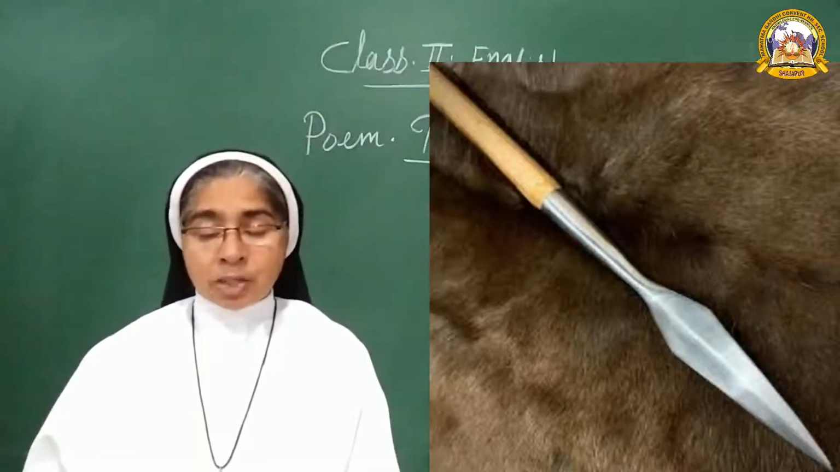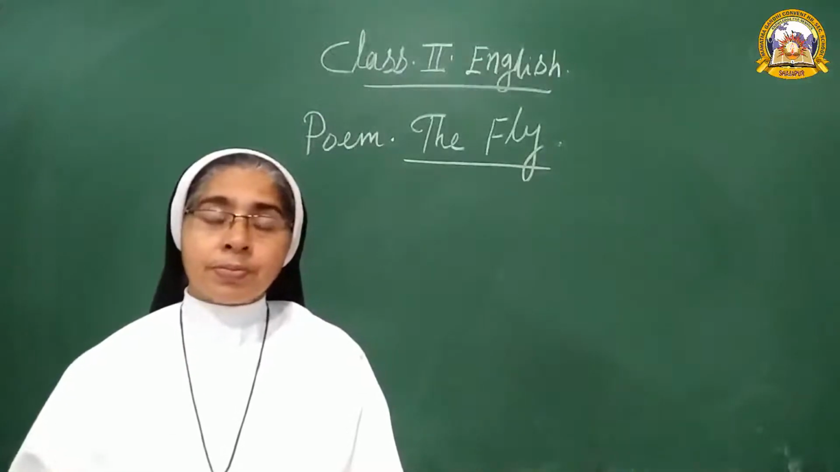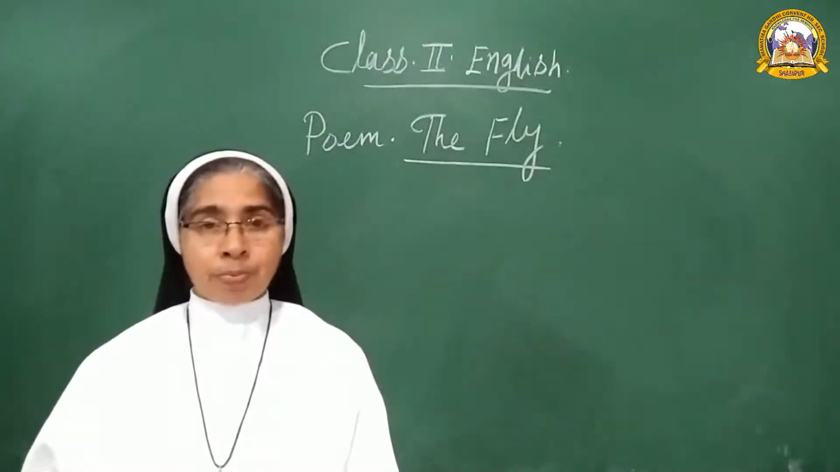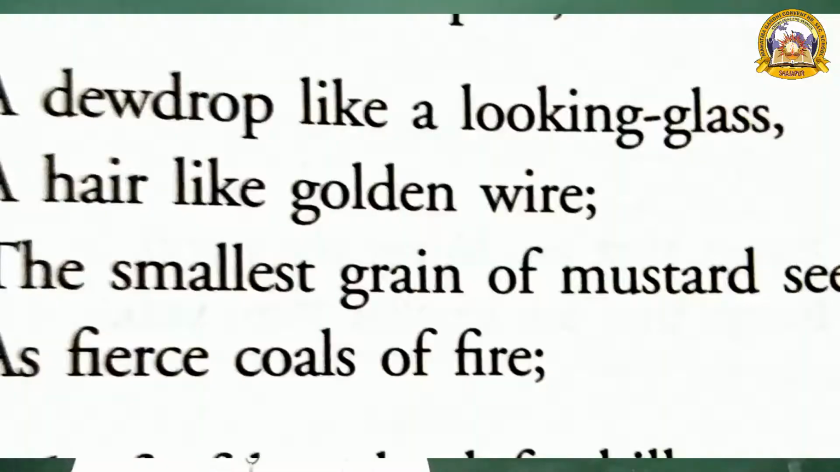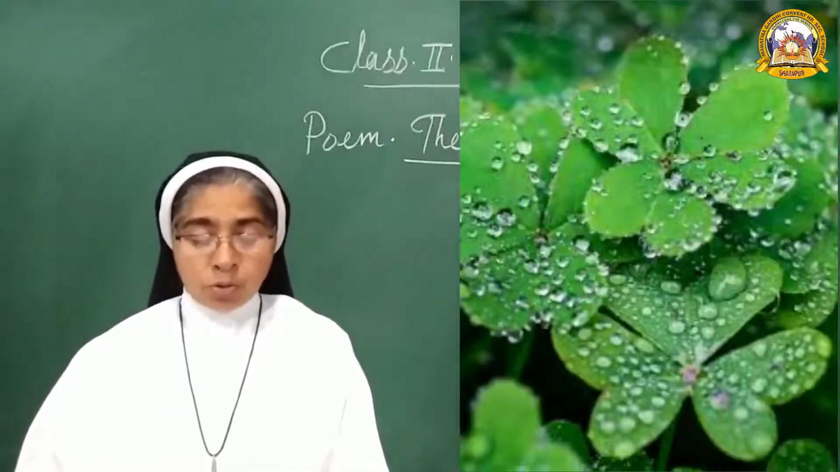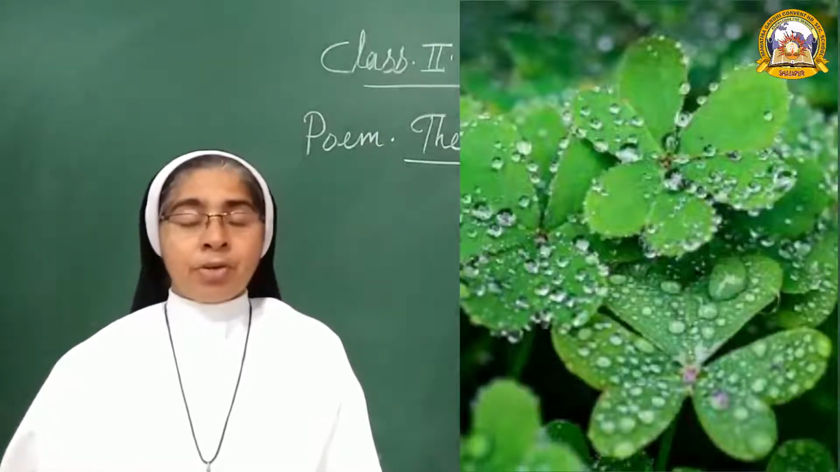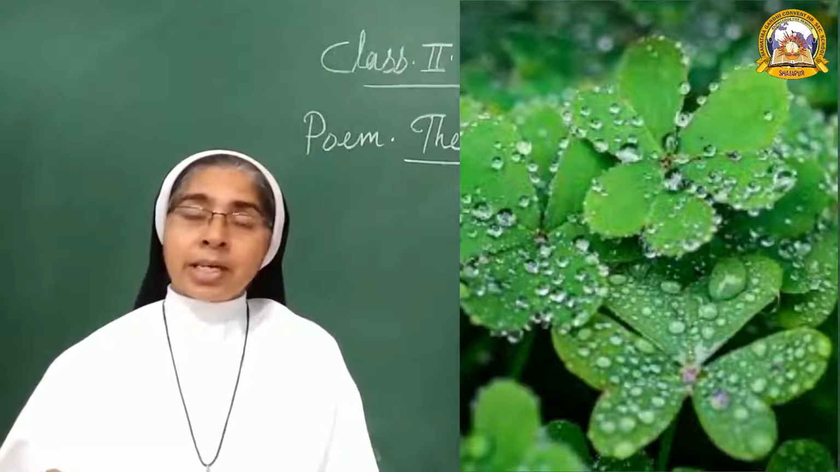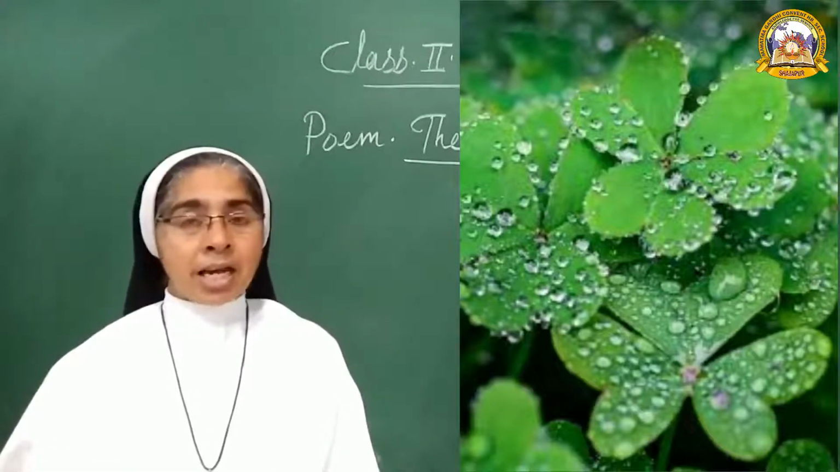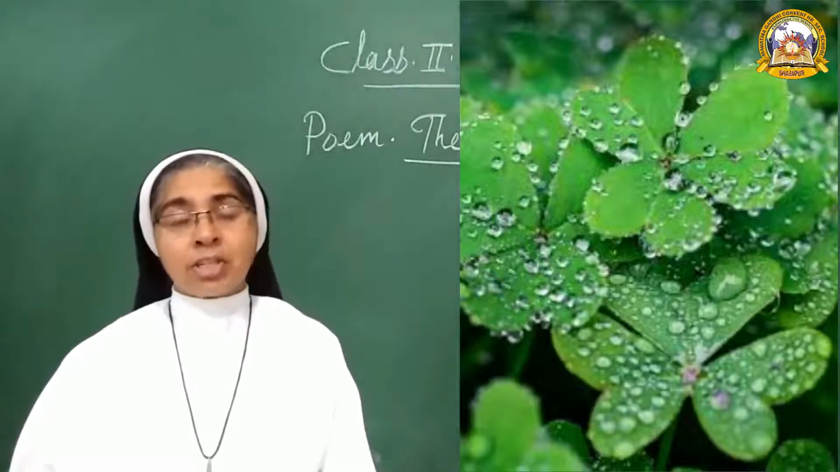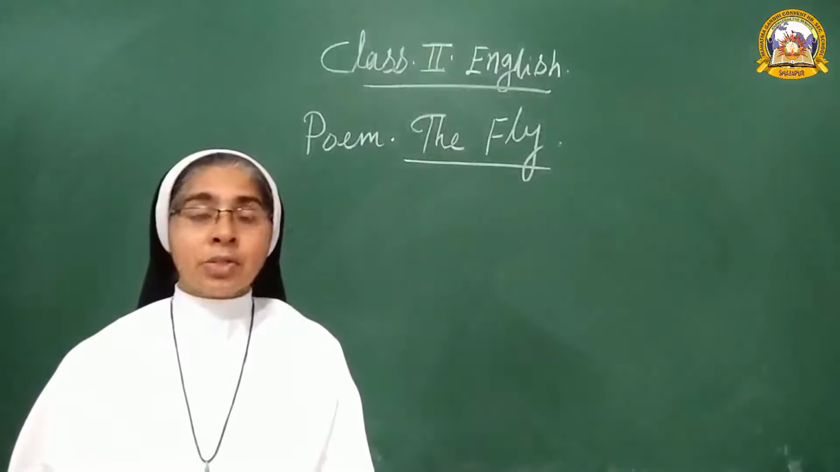That is spear. The rose plants have thorns. The thorns are very small, but when the fly sees the rose thorn, it feels like a spear. A dewdrop like a looking glass. Dewdrops means small water drops. You can see dewdrops in the winter season, early morning, the drops of water on the plants and on the leaves. It is very small drops of water. When the fly looks, it feels like a looking glass. Looking glass is mirror.